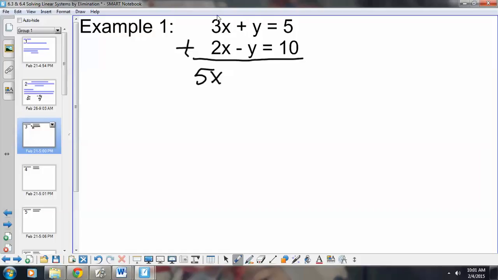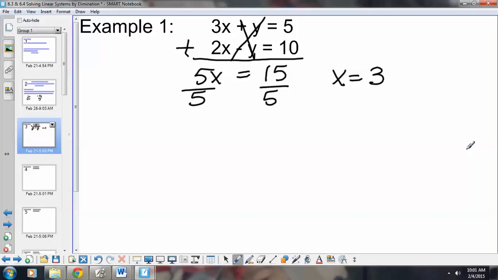When I add y and negative y, that's going to cancel out. Those are going to be eliminated. Guys, if one of your variables does not eliminate, you can't just randomly add them or cross them out. They have to be eliminated in order for them to be gone. 5 plus 10 is 15. Now, can you solve this equation? You should be able to. Divide both sides by 5, so x is 3.